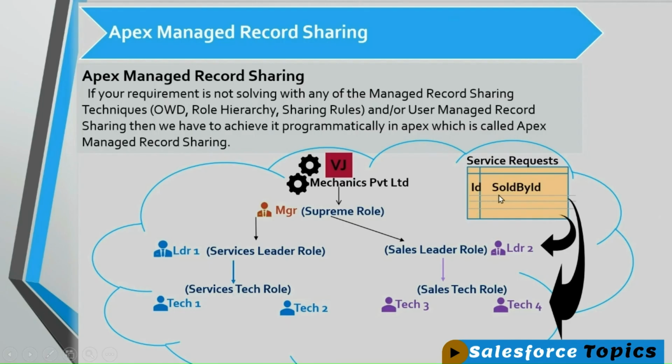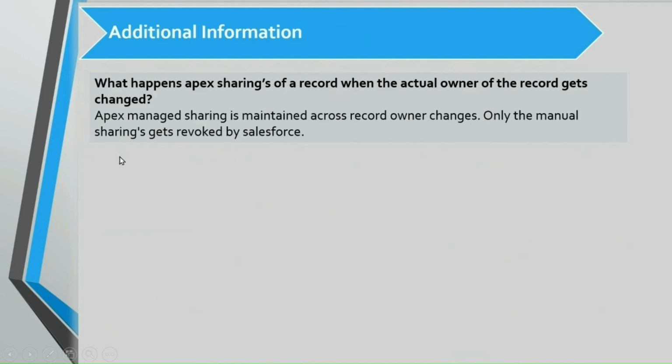Now let's consider a scenario. For this record, programmatically we have given the sharing access to LDR2 using an Apex managed sharing technique. Now if I change the owner of this record, actual record, what happens to the shared access via Apex? The answer is Apex managed sharing is not going to revoke. Whatever accesses we have granted using the Apex managed sharing, those are maintained across the record owner changes. Only the manual sharings get revoked by Salesforce.